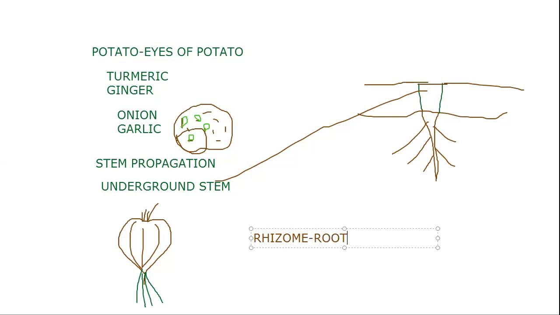So the shape of the ginger and turmeric is in the shape of a root, right? So we call it a rhizome. So bulb is onion and garlic. Is that clear? And the potato, we call it the tuber. So these are the things you might have learned earlier. Is it so or not?